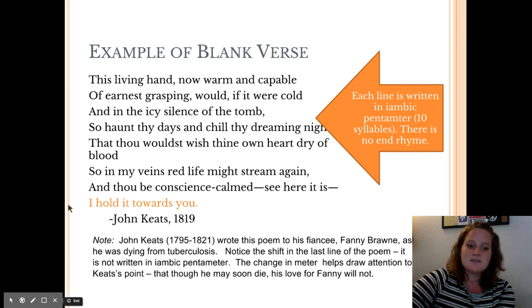It's because this signifies a shift in tone or a shift in meaning. And that shift helps us understand why he wrote this poem. Even though his life is ending, he's calling our attention toward how he holds his heart towards his fiancée, how he will always love her even in death. Because we're struck by that shift in meter, that aberration from the iambic pentameter before, our attention is really called to this last line of the poem.